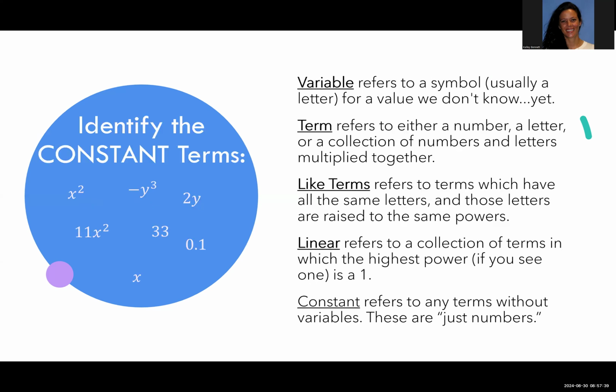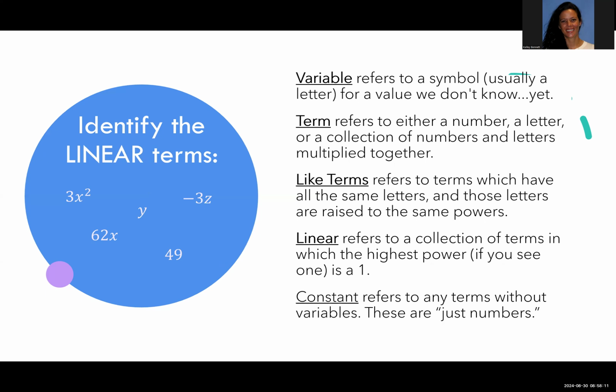All right, so let's identify the constant terms here in this bubble of terms. So if you spotted 33 and 0.1, you're correct. These are the constant terms. We have linear terms with x and 2y. We have squared terms with x squared and 11x squared. And then we even have a cubic term with negative y cubed.